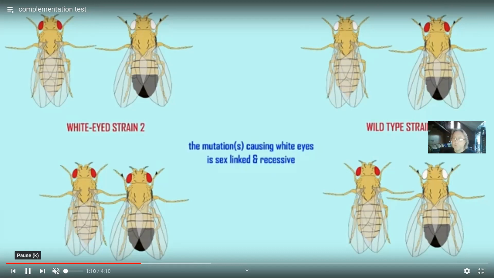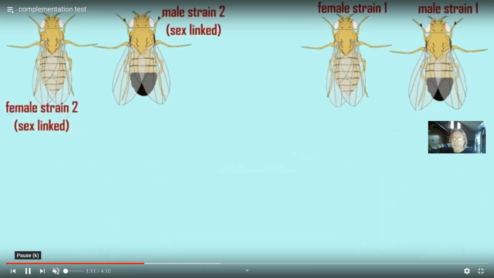So there are now two different genes causing the same phenotype. Strain 2, where the mutation is sex-linked, is different from strain 1. Now, we have just shown this because one is sex-linked and one isn't. But let's say that one wasn't sex-linked. How would you know? Let's say you have two white-eyed flies. How would you know if they're mutations in the same gene or different genes?